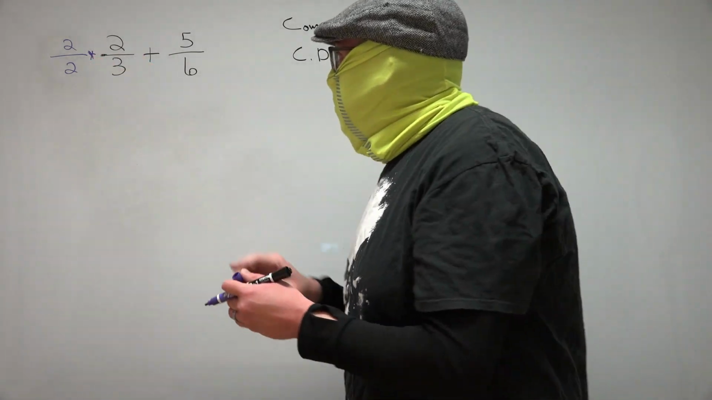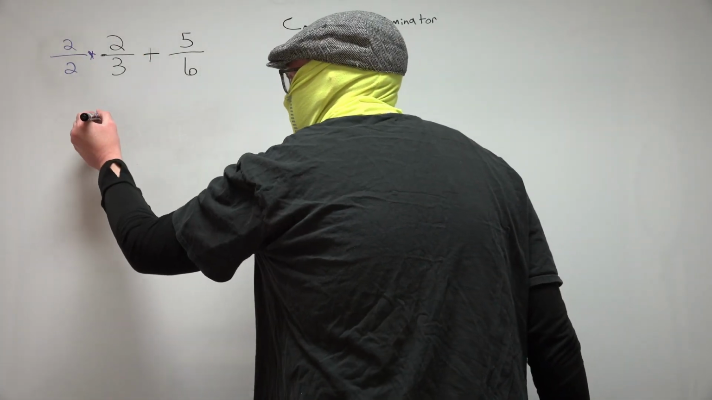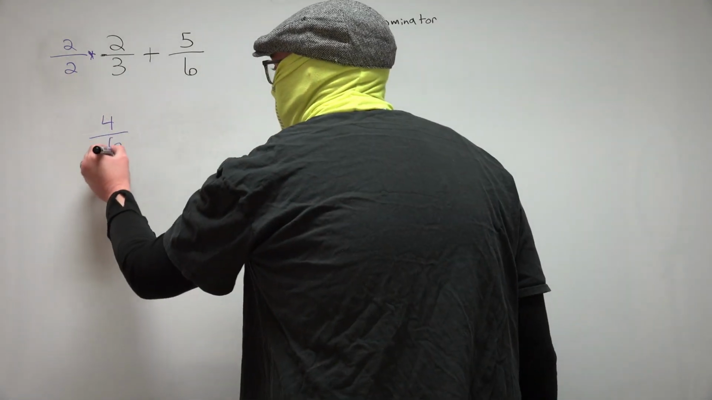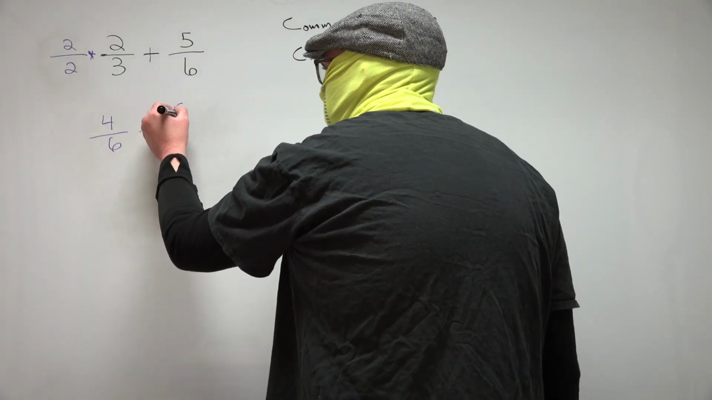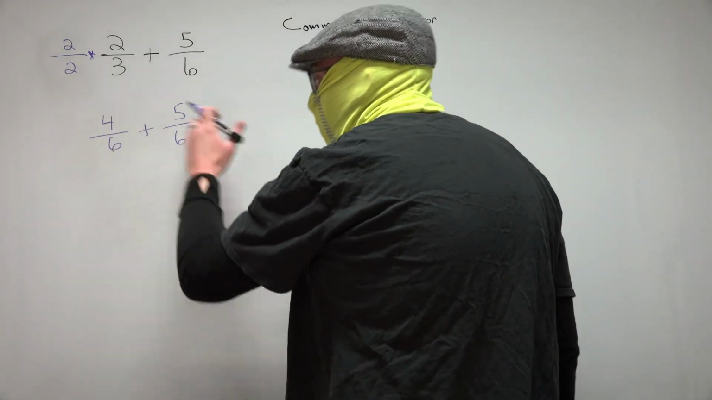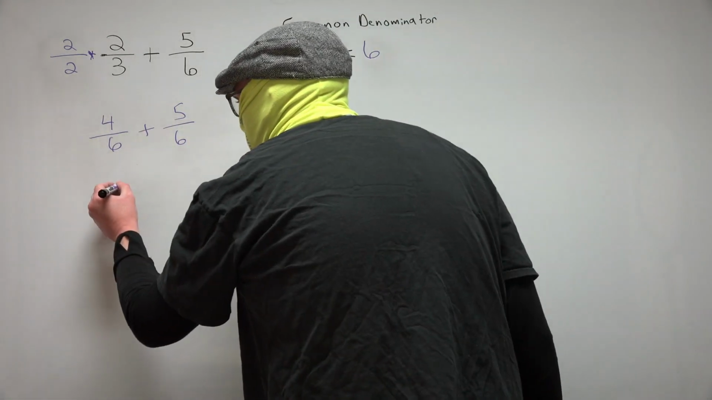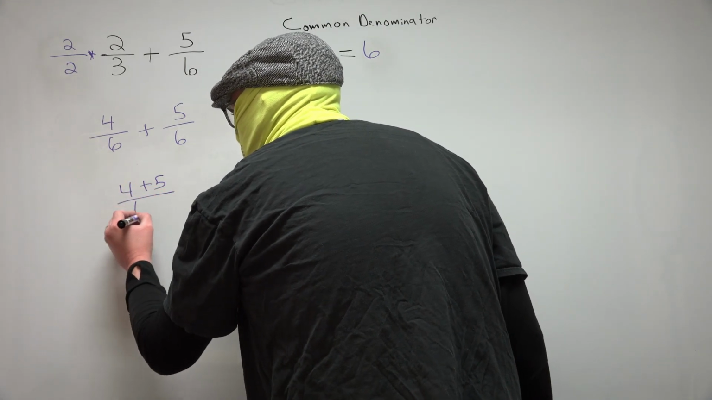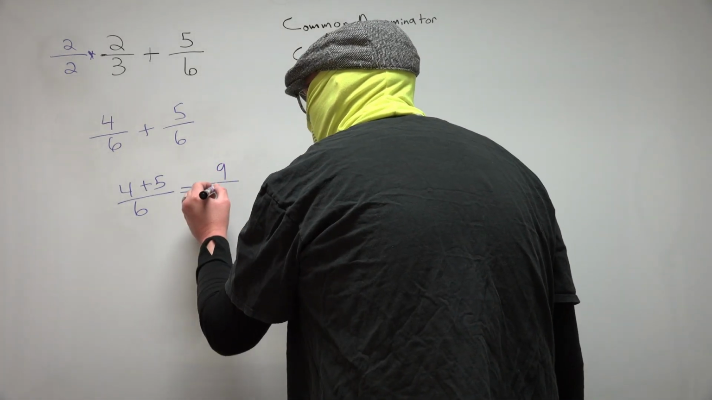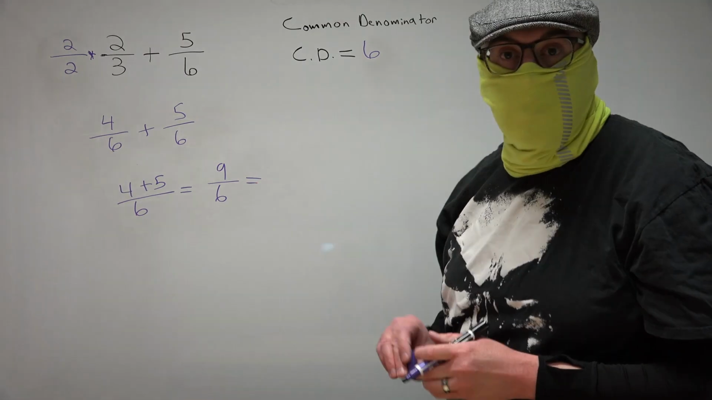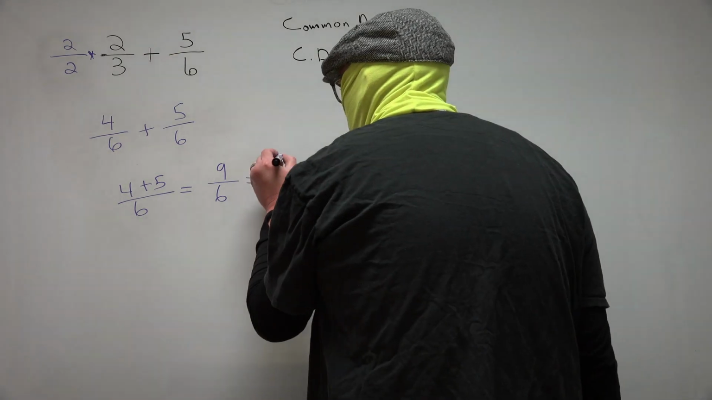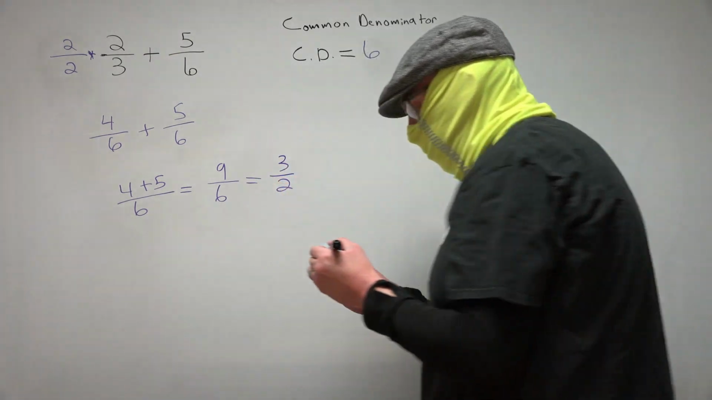So, as I look at this, 2 times 2 is 4. The bottom is 2 times 3, which is 6. This one does not change because the denominator is already 6. So, now I can add the numerators together. 4 plus 5 all over 6, which 4 plus 5 is 9, all over 6. And then you should always ask yourself, can you reduce your fraction? Well, this one we can, because both of them are divisible by 3. So that would give me 3 over 2.